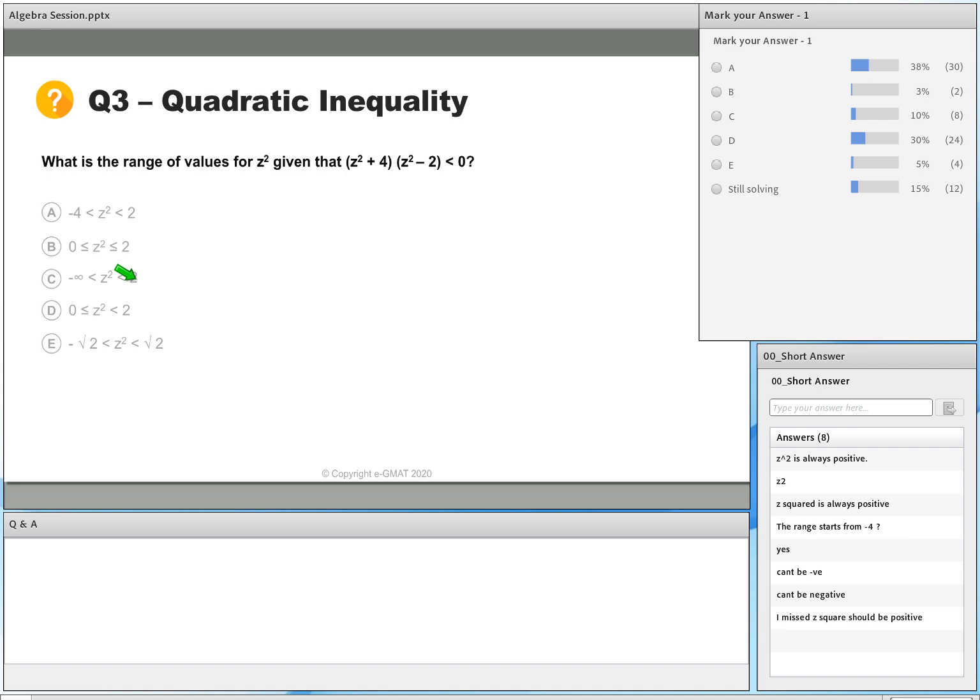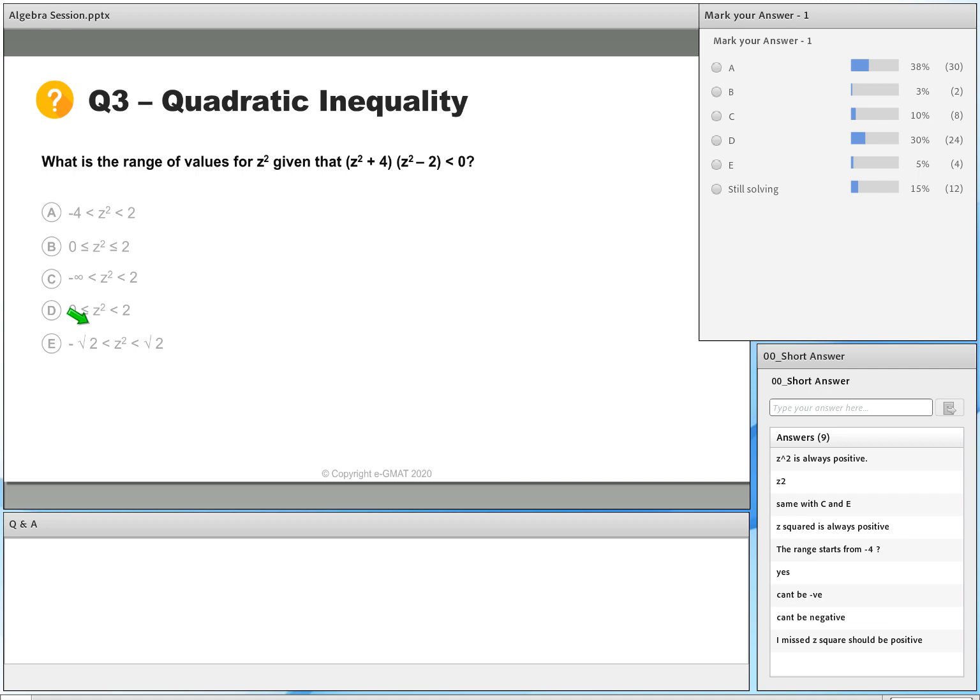If z squared is anyway always positive, why do you say it's greater than -4? That also means that -3 is possible, -2 is possible, -1 is possible, but it's not, right? It's always positive. And also, it could be 0. So let's not say positive, it just can't be negative. D is the correct choice.